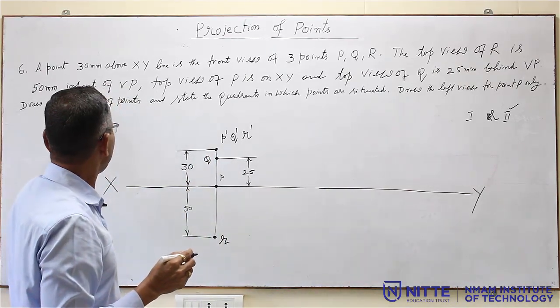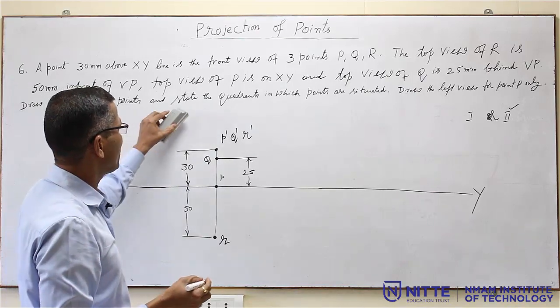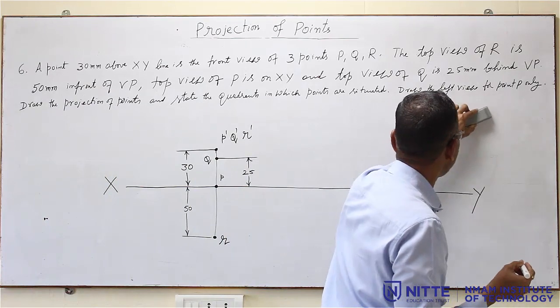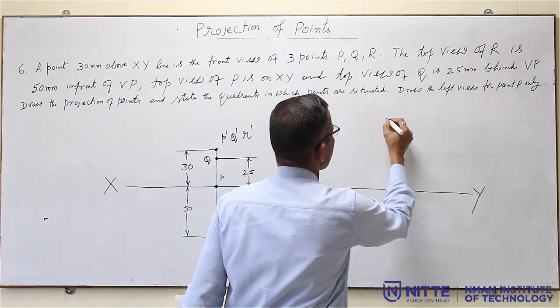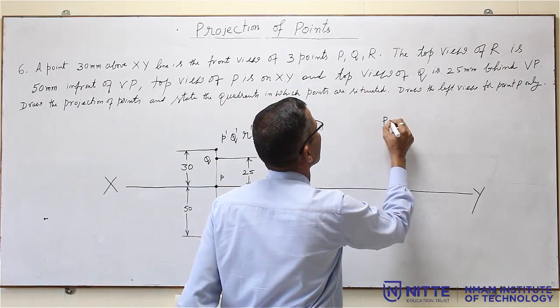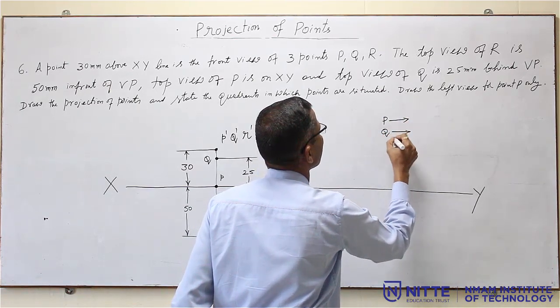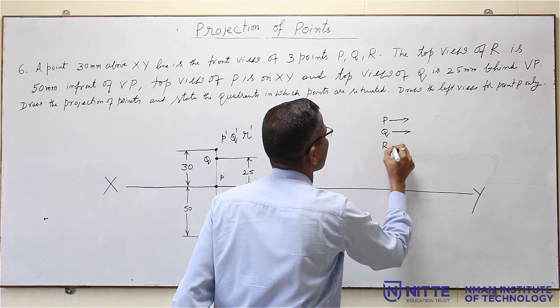So, the solution is over, draw the projection. Now, you have to state the quadrant. That means, you have to mention the quadrant. The point P belongs to which quadrant? Point Q belongs to which quadrant? Point R.